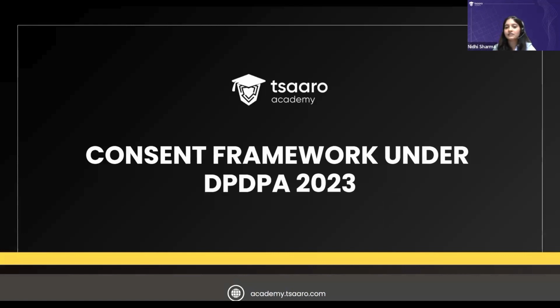One more thing is that the DPDPA has completely excluded publicly available information. In the case of GDPR, ideally we had to provide a notice, but in the case of DPDP, publicly available information is not to be considered. So you need not provide notice for the data principals to know about any of the processes being done, because it is already available in the public domain.